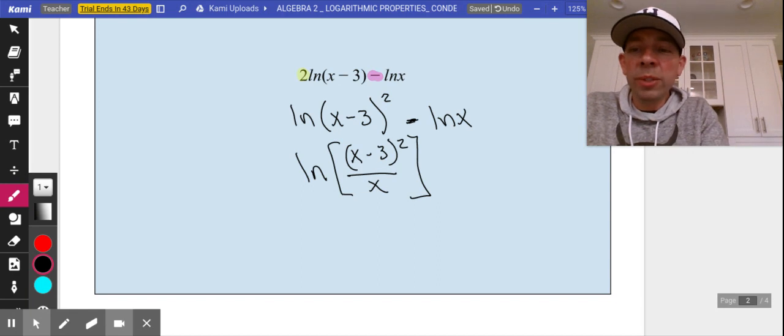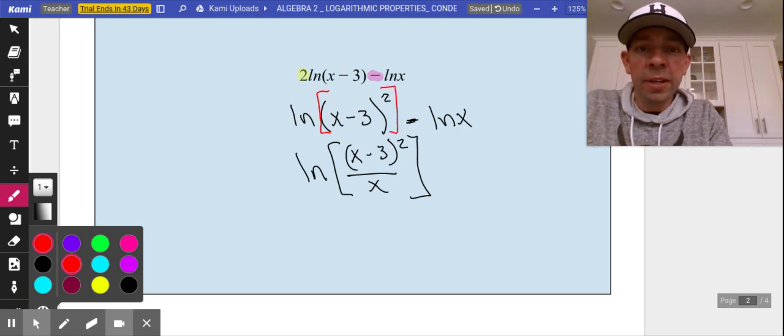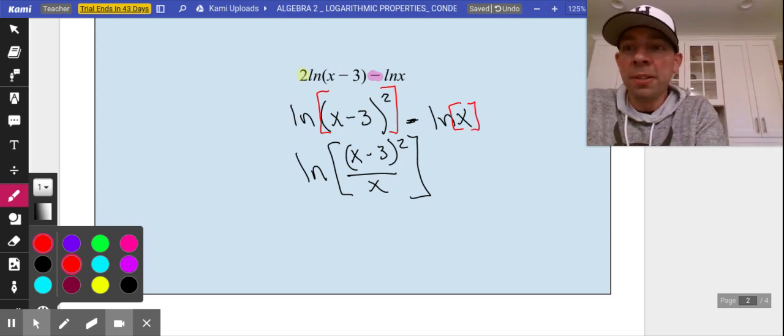So really all we're saying with that quotient rule is, okay, we're taking this guy's inner function, the inner function of the first log, and dividing it by the inner function of that second log. And that's how you get your final answer.